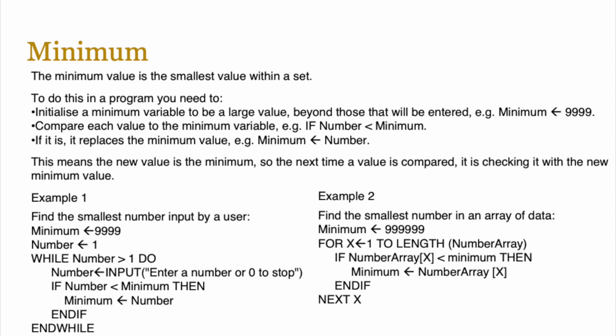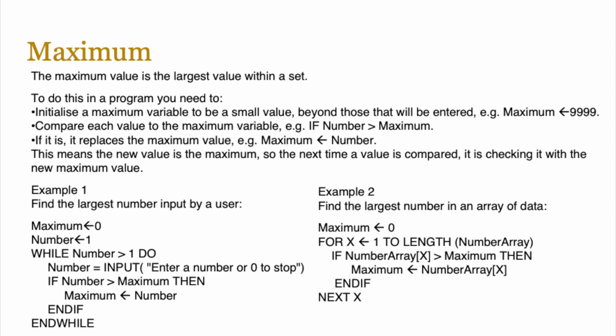Now, on screen, there are two examples of this. In both of them, we've initialized minimum to a very big number, and then we just go through a loop and we keep comparing the values that are either input or are in the array to this large number. And if it's smaller than this large number, then that value becomes the minimum. And that's all there is to minimum.